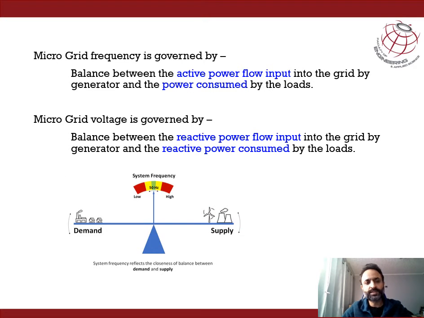Frequency control basically happens in the form of a balance between the active power generated by the generator and the active power consumed by the load. Whenever there is an imbalance, there will be a change in the frequency. For example, if the load or the consumer is consuming a large amount of active power, more than the amount generated by the generator, then the frequency will fall down and vice versa.